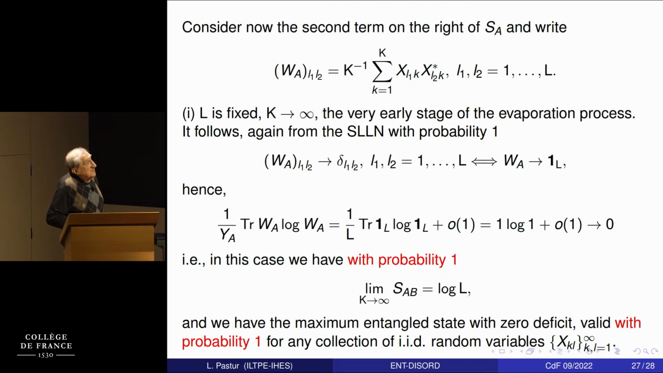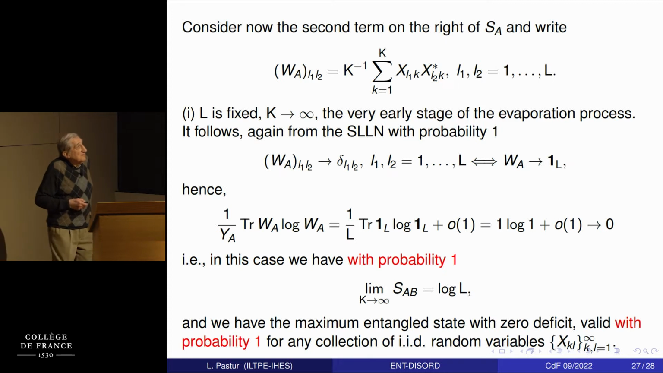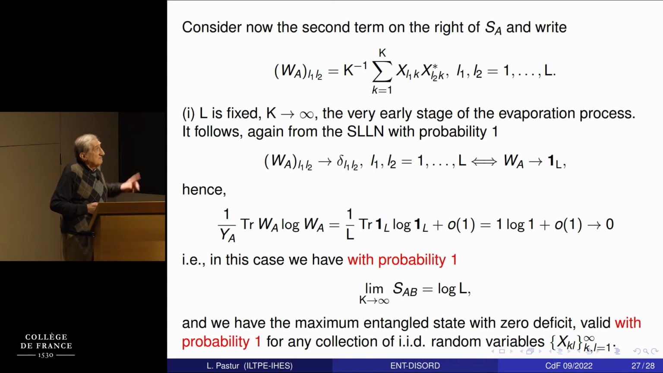the L-dimensional unity matrix, yes? And if you compute this sum for matrix W equal to 1, you'll find that it is 0, because log 1 is 0. So we see that on the initial stage of the radiation, for big black holes, we have the limit with probability 1 for typical realizations, the same as in the Page formula, but again, the Page formula is for the expectation. And we see that it is still maximum entanglement of the radiation, for any collection.